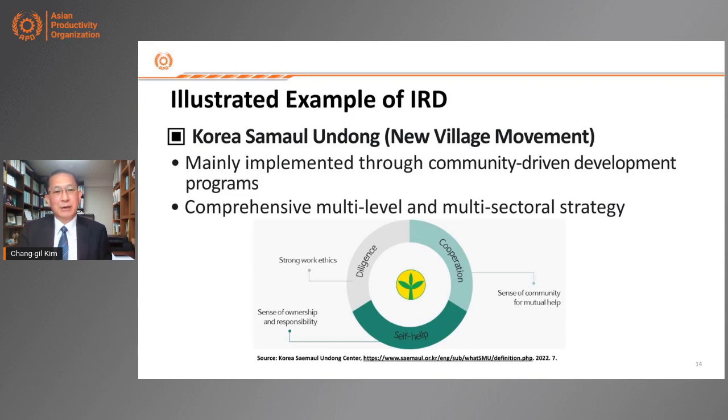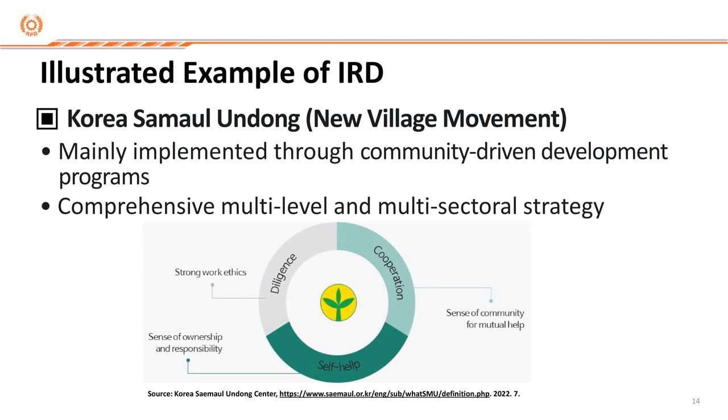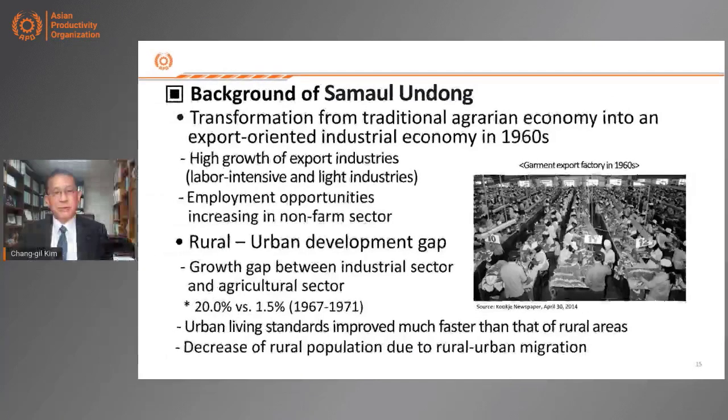Korea Saemaul Undong was mainly implemented through a community-driven program. This program is a comprehensive, multi-level, and multi-sectoral strategy. There is a strong work ethic of diligence, cooperation, and self-help. This is the basic philosophy of Saemaul Undong. The background of Saemaul Undong is based on the transformation from a traditional agrarian economy into an export-oriented industrial economy in the 1960s in the Republic of Korea.